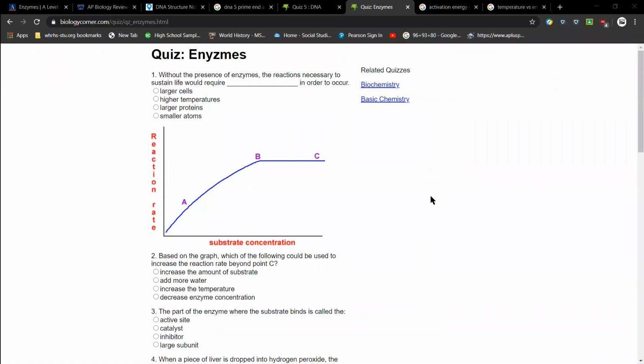Okay, so let's start then. One, without the presence of enzymes, the reactions necessary to sustain life would require blank. Yeah, so the answer here was 2, higher temperatures. And if you remember, we said that higher temperatures mean faster reactions. So if we didn't have enzymes, our body would probably be at higher temperatures. So good.